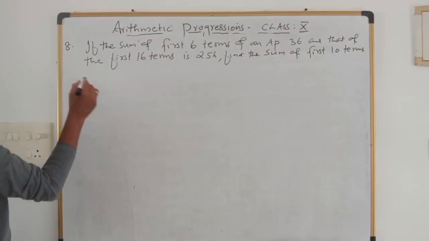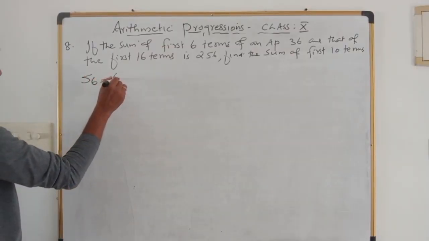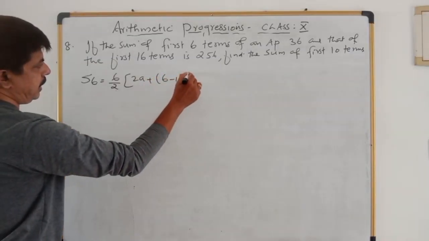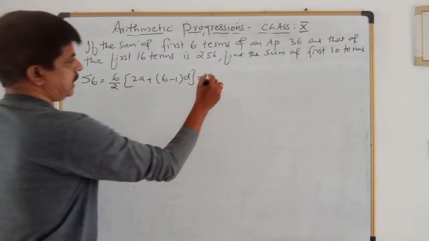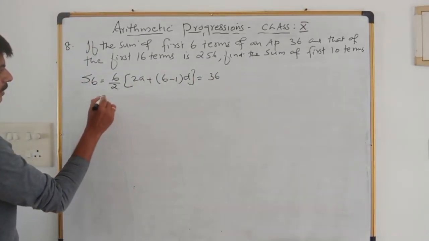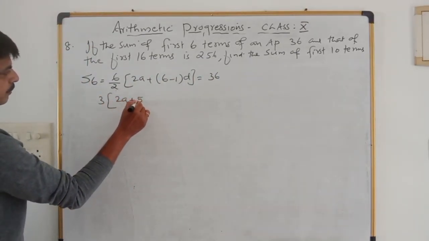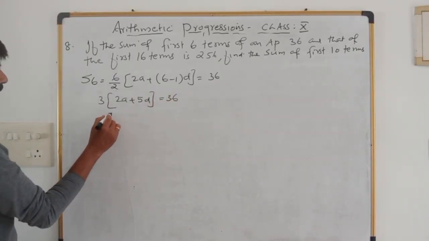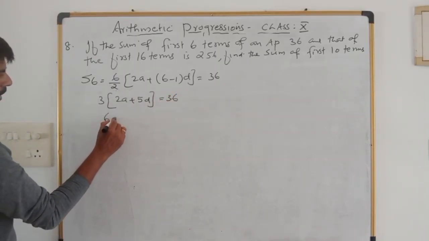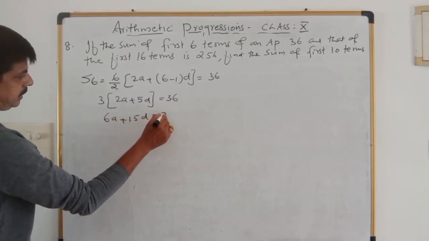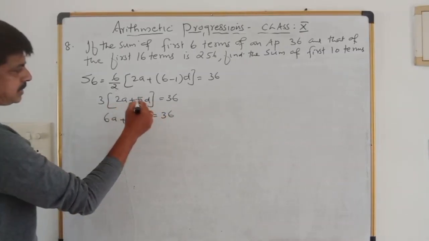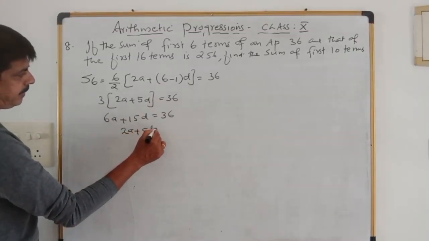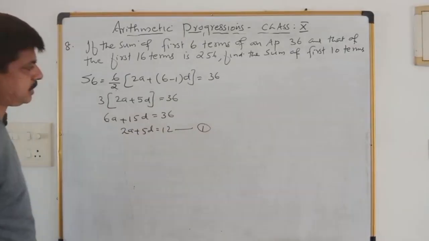So the sum of first 6 terms means Sn is equal to n by 2 into 2a plus (n minus 1)d, with n equal to 6. The sum of 6 terms of an AP is 36. So 3 into (2a plus 5d) is equal to 36. Opening the bracket, 6a plus 15d is equal to 36. It can be cancelled by 3. In simplest form, 2a plus 5d is equal to 12. This is equation 1.